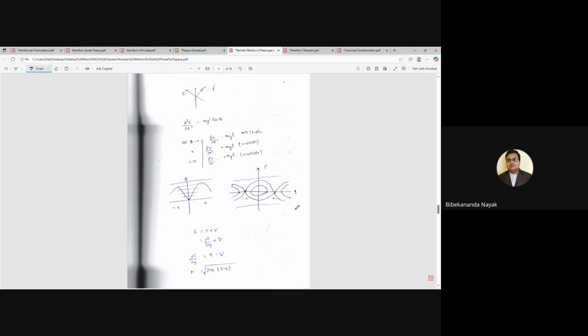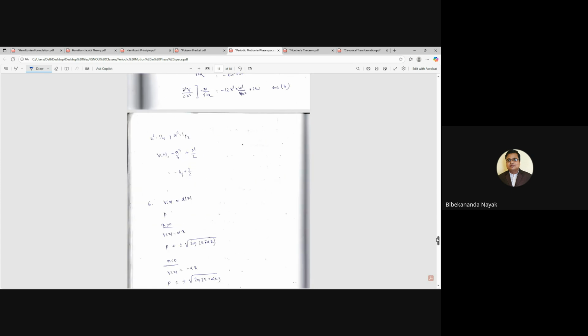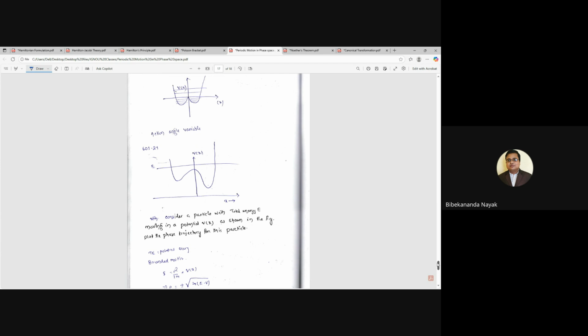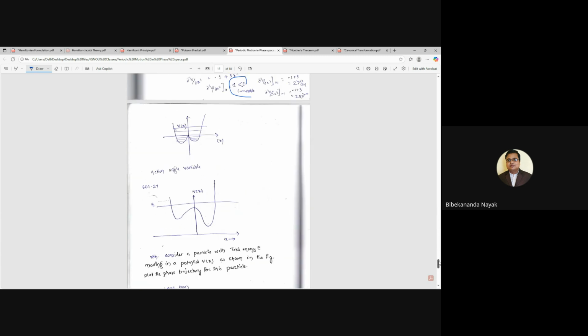In the reverse case, plus minus 1 are unstable and 0 is stable. That potential looks like this. Okay, this is the picture.